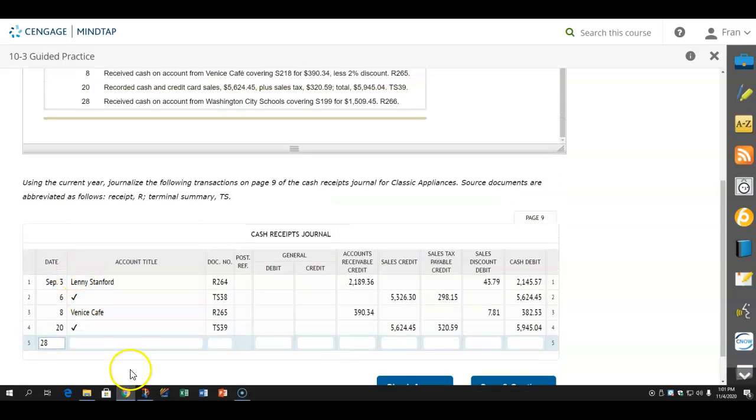Okay, and one last transaction on the 28th. Not too far down. Washington City Schools. And that's receipt 266, accounts receivable $1,509. They didn't get any kind of discount, so, and trust me, what I know about $1,509, I forgot the 45 cents. What I know about schools, public schools, is they could not pay something in 10 days to save their life. So just a little fun fact.